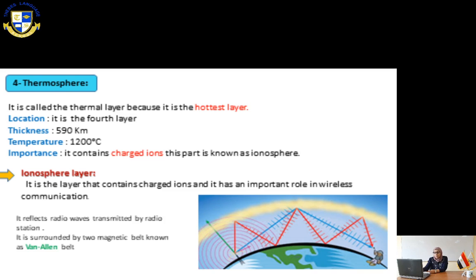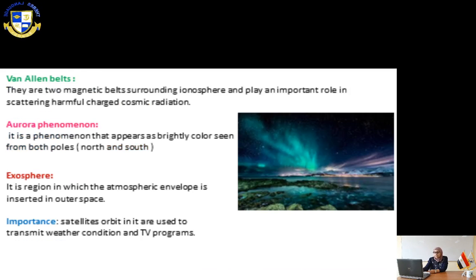Slide number 9. Van Allen belts are two magnetic belts around the ionosphere and play an important role to protect the Earth from harmful charged cosmic radiation. Aurora phenomena. What is the aurora phenomena? It is a beautiful phenomenon with bright colors that appears at both the North Pole and South Pole. What is the exosphere? The exosphere is the upper layer above the ionosphere. It is a region in which the atmospheric envelope merges into space. What is the importance of the exosphere? All satellites orbit in it and are used to transmit the weather conditions and TV programs.